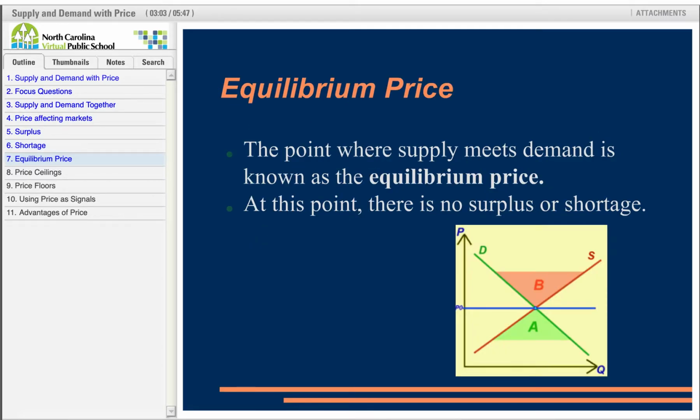Where supply meets demand is known as the equilibrium price. At this point, there is no surplus or shortage. To view a chart with the equilibrium price shown, click on the link below. One of the benefits of the market economy is that it eliminates shortages and surpluses when it operates without restriction. Over time, a surplus forces the price down and a shortage forces the price up. This goes on until supply and demand are balanced. This is called an equilibrium point.